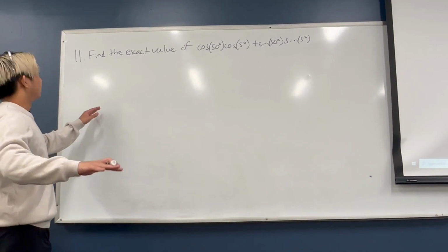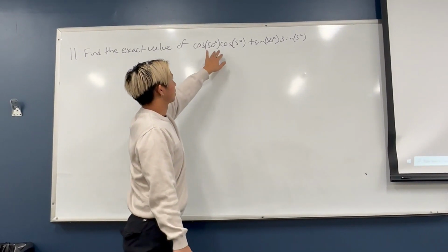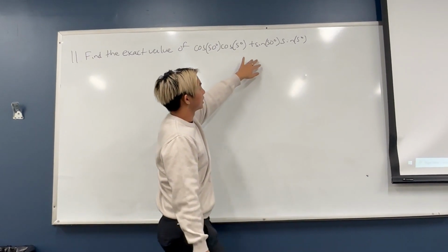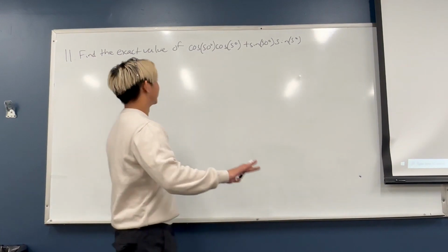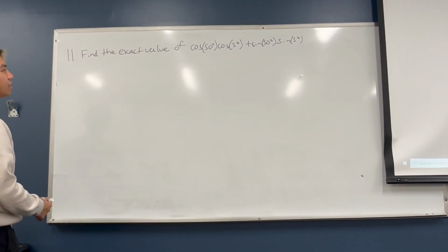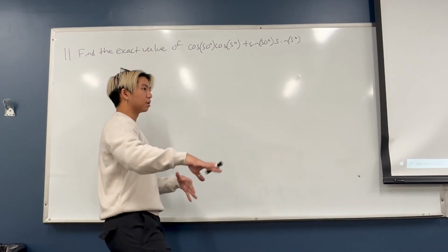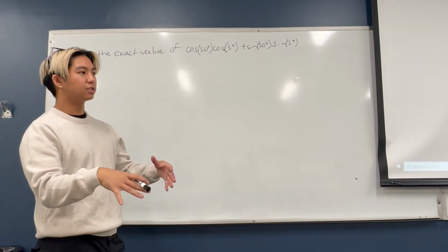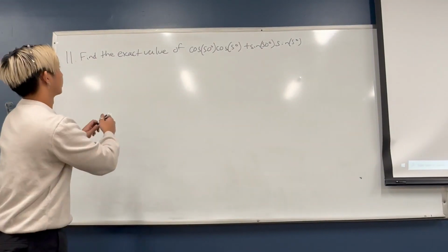So number 11, find the exact value of cosine of 50 degrees times cosine of 5 degrees plus sine of 50 degrees times sine of 5 degrees. I know, it's an absolute mouthful, right? But if we remember the formulas for adding angles and subtracting angles, this is just a formula.